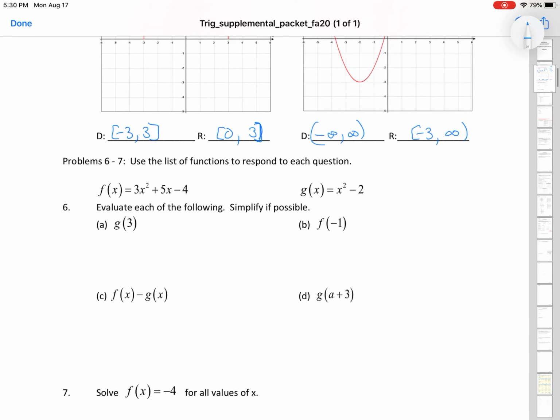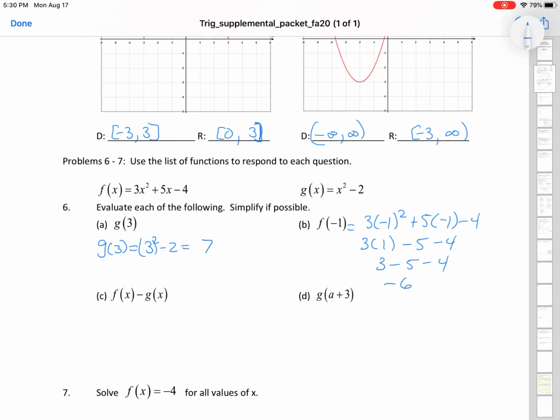Use the list of functions to respond to each question. Okay, so here's just function evaluation. They're going to hit us with function evaluation. G of 3, no problem. G of 3 is equal to 3 squared minus 2, or 7. F of -1, no problem. That's just 3 times -1 squared plus 5 times -1 minus 4, or 3 times 1 minus 5 minus 4, or 3 minus 5 minus 4, or -6 coming out of that one.